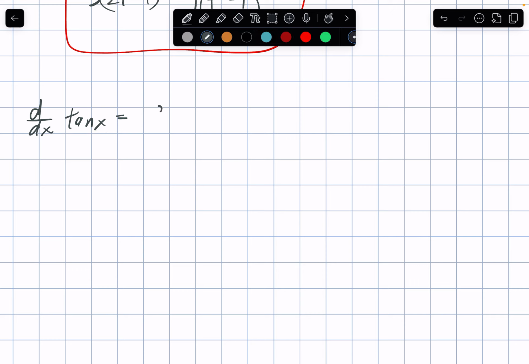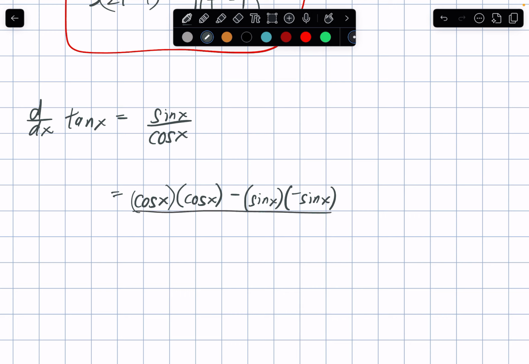So we could rewrite tan x as sine x over cosine x, and from there we can apply the quotient rule. So just copy the denominator again, and then what is the derivative of sine x? That is cosine x. Minus, copy the numerator and find the derivative of the denominator. Below, raised to 2.